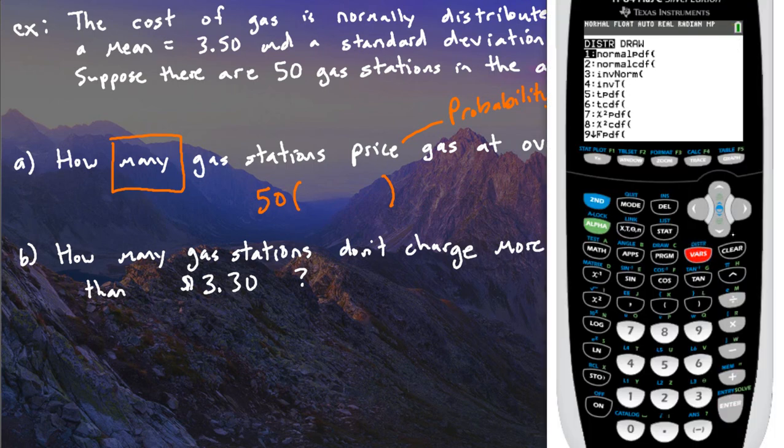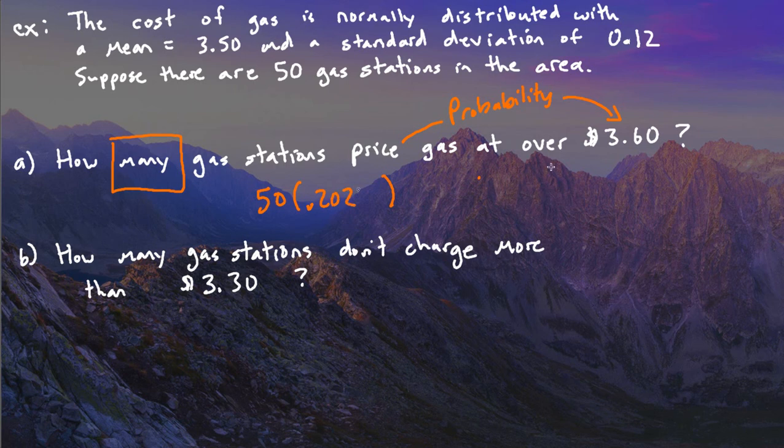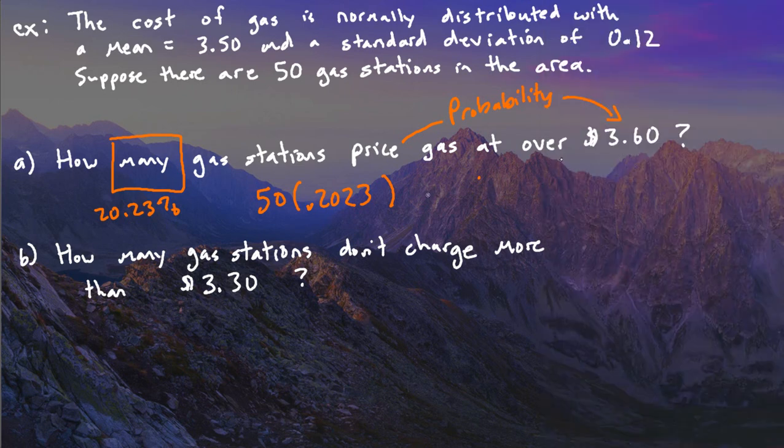So let's go to our distribution, and we go to our normal CDF. Now, for some reason, we're interested in gas stations that are charging more than 360, right? So 360 is our lower bound, and our upper bound is 10 to the 10th because that's infinity. Our mean is 350, and our standard deviation was 12 cents. So I put that all in. I'll paste that, and I get 0.2023. And there's no need to change that, but that is 20.23% chance. But I'm not going to change it to a percent. I'm just going to multiply by a decimal. So I'm going to take my answer here, and I'm just going to press times 50. All right, I get 10. So there are 10 gas stations that are charging over 360.